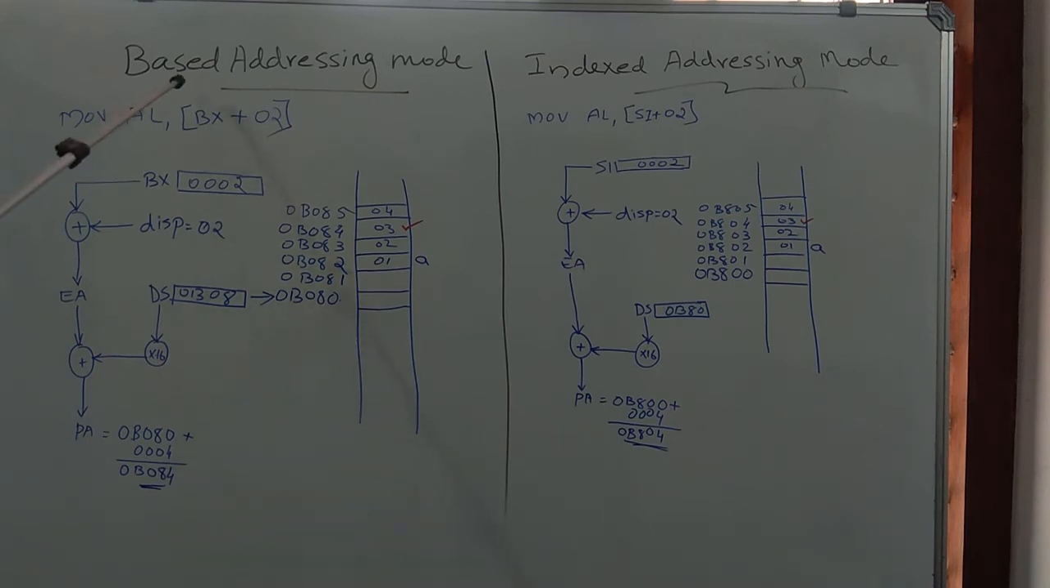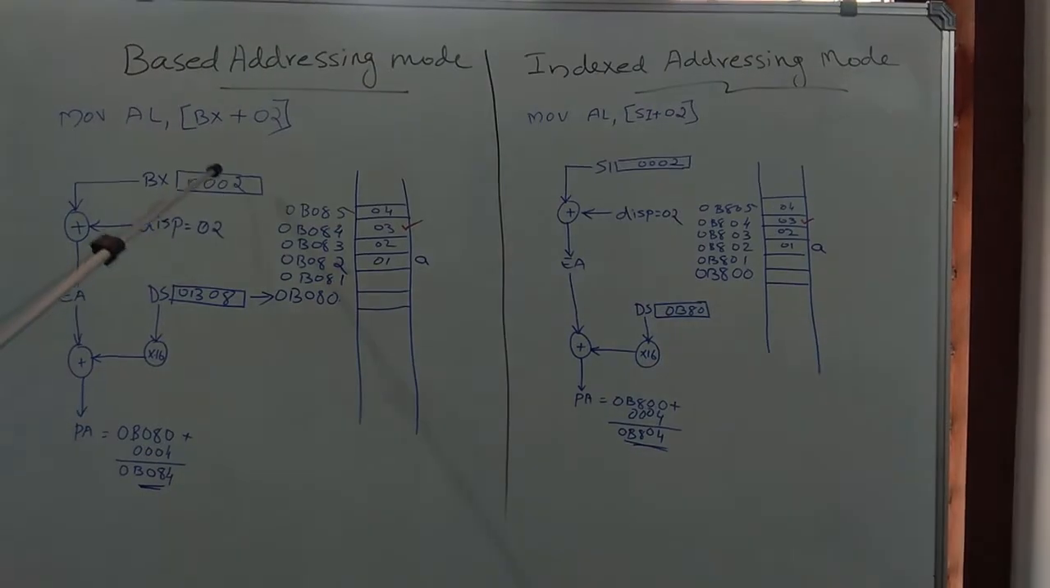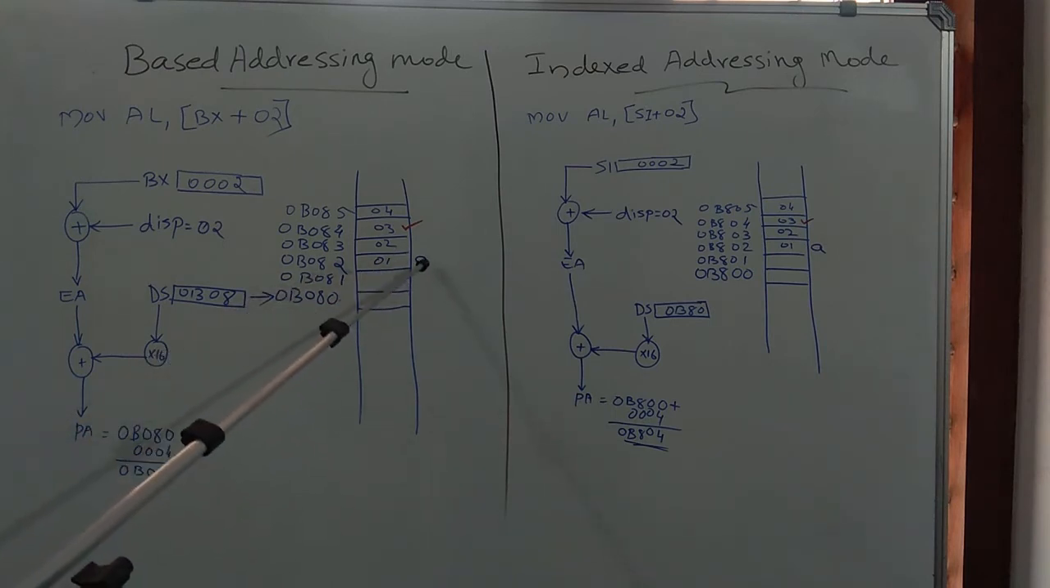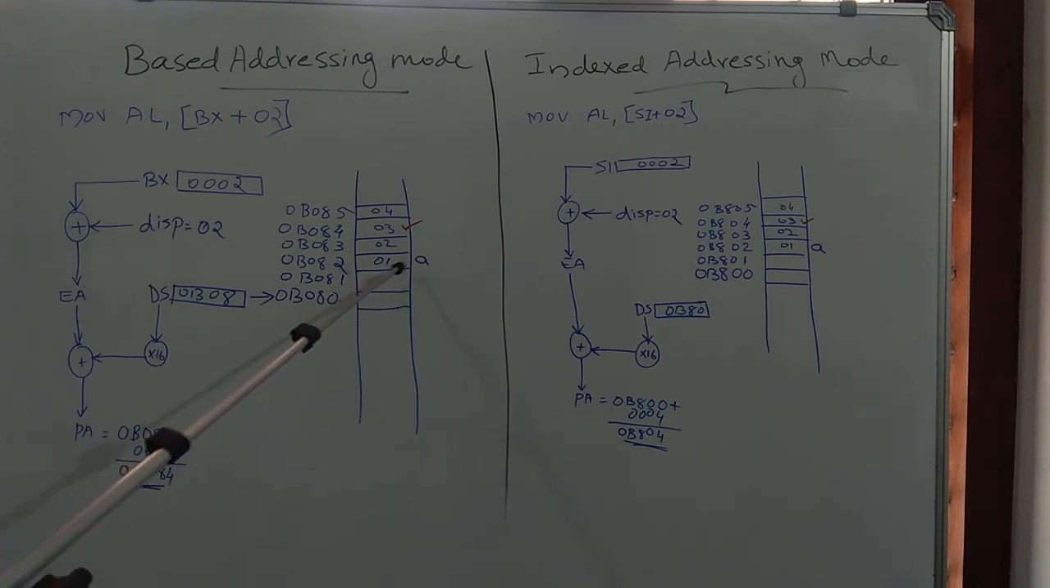This is based addressing mode. MOV AL, [BX + 02]. 02 is the displacement. Here we are using the base register BX. BX carries the value 0002. See, it is the offset of the array A or displacement of the array A.